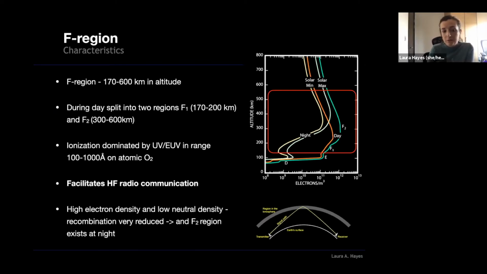In terms of other characteristics of the F region, it has a very high electron density, and this is due to the fact that the neutral density of the atmosphere is so low here. As we go upwards in altitude, the density of the atmosphere decreases. So when you have ionization, it's hard to then recombine because there aren't enough neutral atoms to recombine into. This is why the F region exists at nighttime. It takes so long for things to recombine that by the time it starts to, the sun is coming back up again. So that's the F region. If you want to think about the F region, it's the dominant one that has the highest electron density and the one that's important for high frequency radio communications.